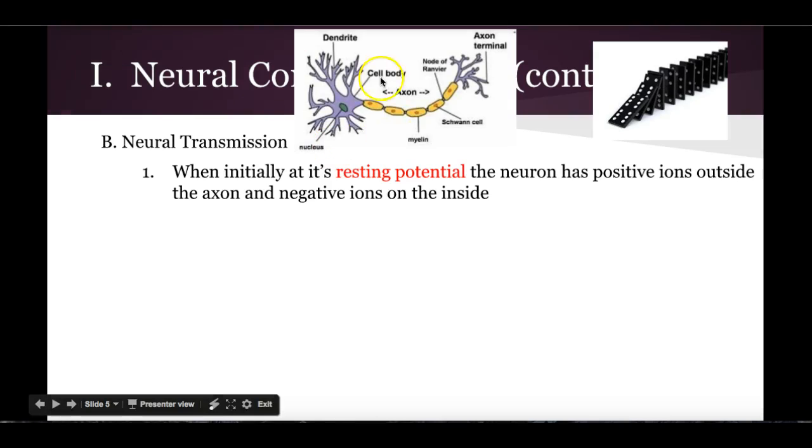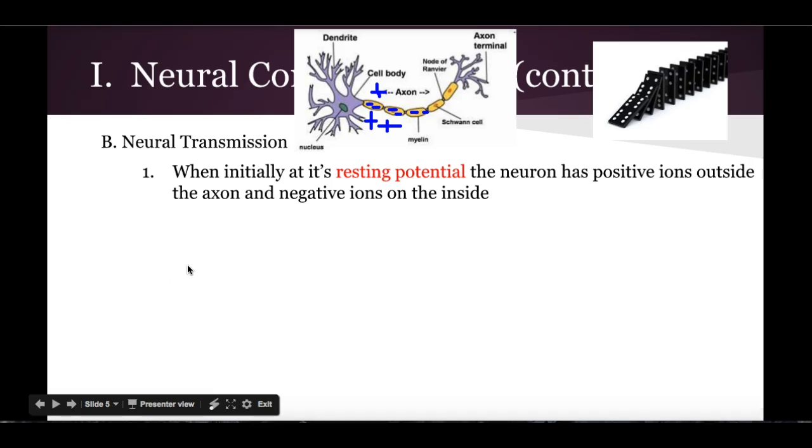So basically, maybe we have all of these negative ions inside this axon here. These are really small, I'm drawing, but you get the picture. And on the outside we have all these positive ions. When it looks like this, that is what we call our resting potential.